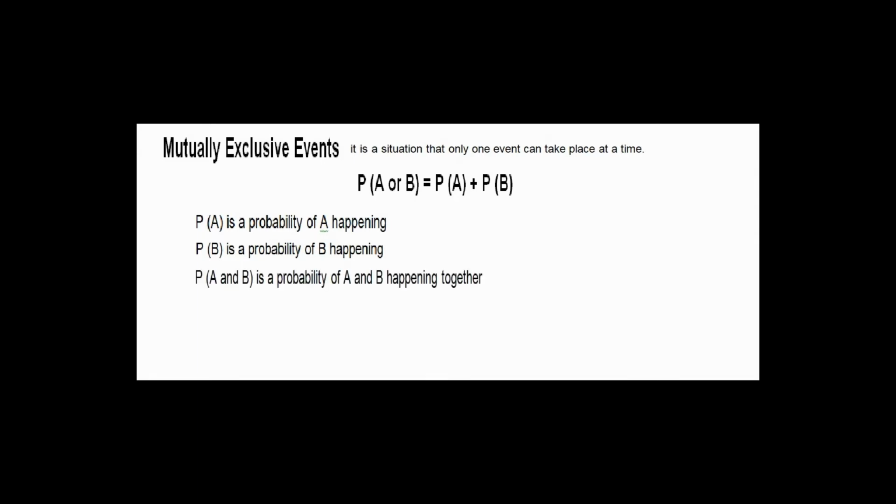P(A or B) = P(A) + P(B), where P(A or B) is the probability of A or B happening when A and B are mutually exclusive. P(A) is the probability of A happening. P(B) is the probability of B happening. P(A and B) is the probability of A and B happening together.